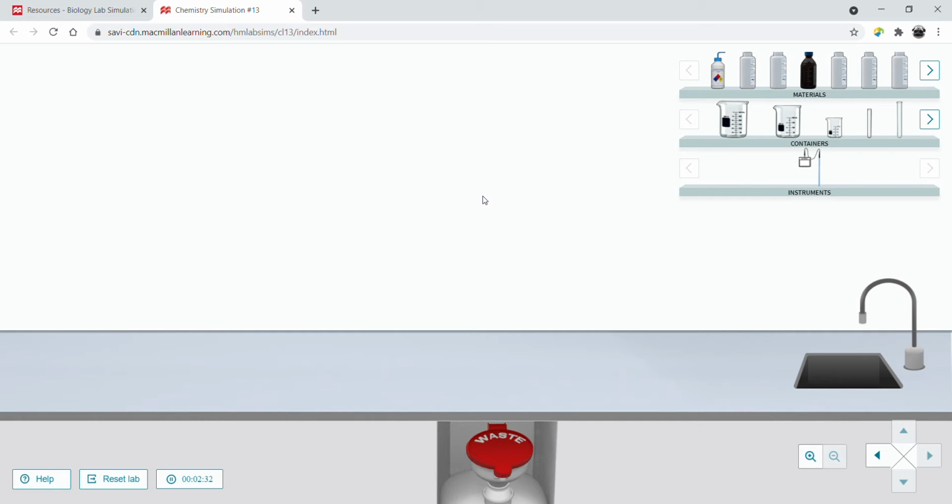This lab is going to reinforce your knowledge about acids and bases, the whole pH scale, and so forth. This should look familiar. This is our virtual lab. A little different. There are different materials than with some of the other labs.